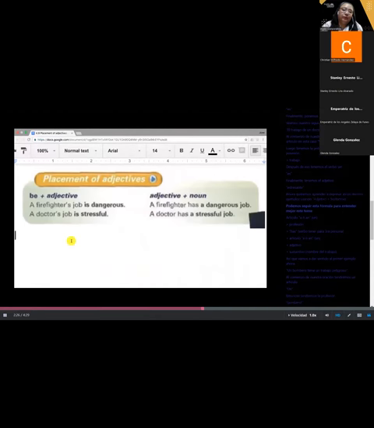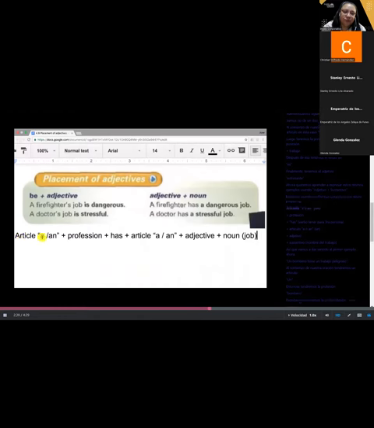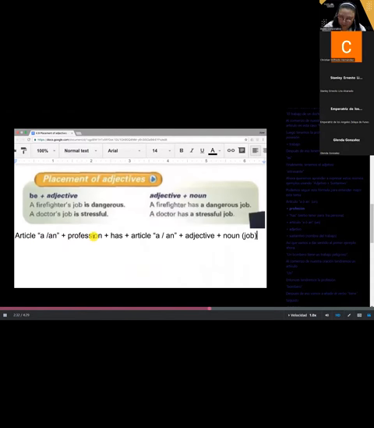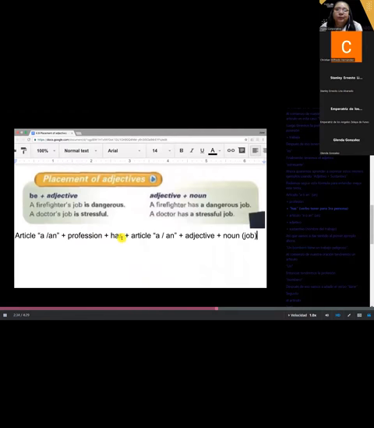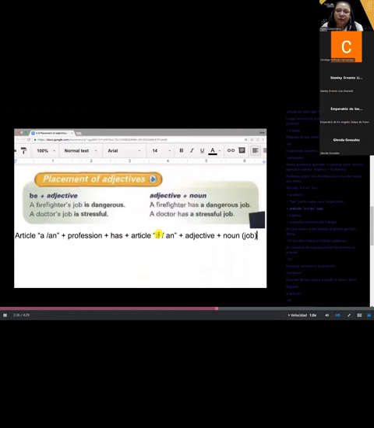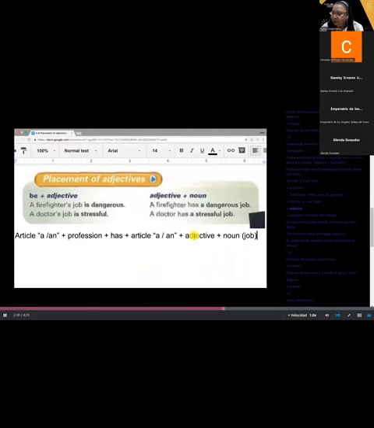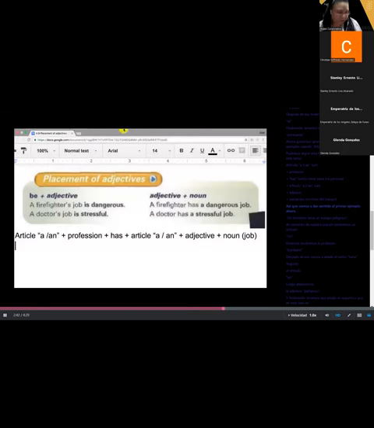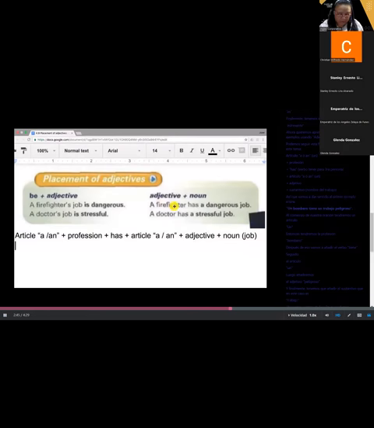Now, we want to express these same examples using adjective plus noun. We can follow this formula to better understand this topic. Article a or an, plus profession, plus has, plus article a or an, plus adjective plus noun. So let's make sense of the first example now. A firefighter has a dangerous job.